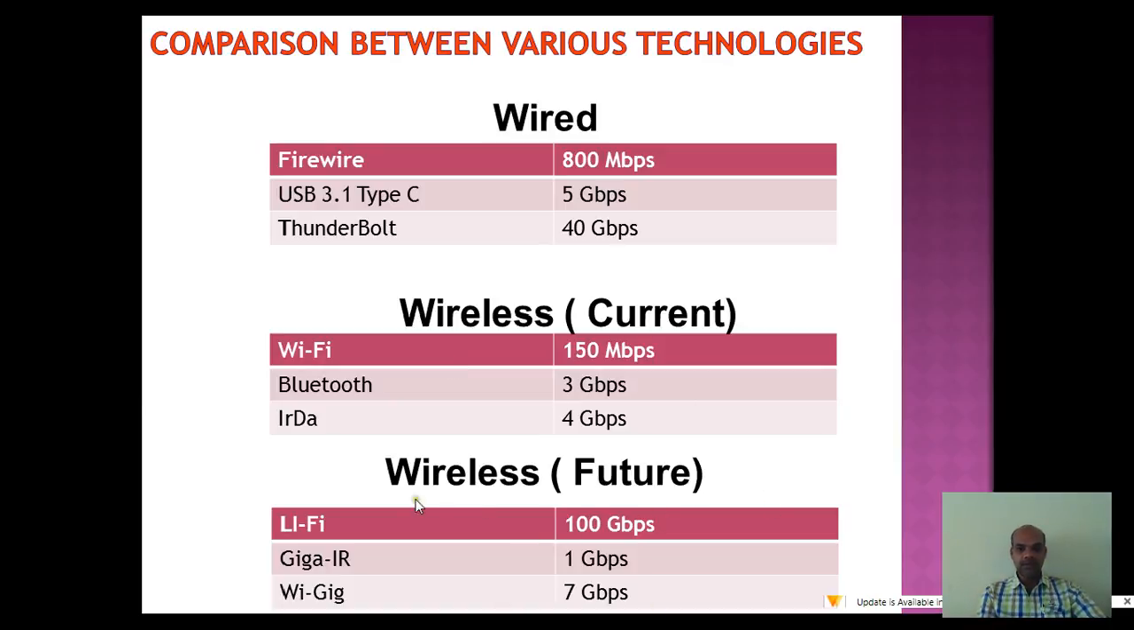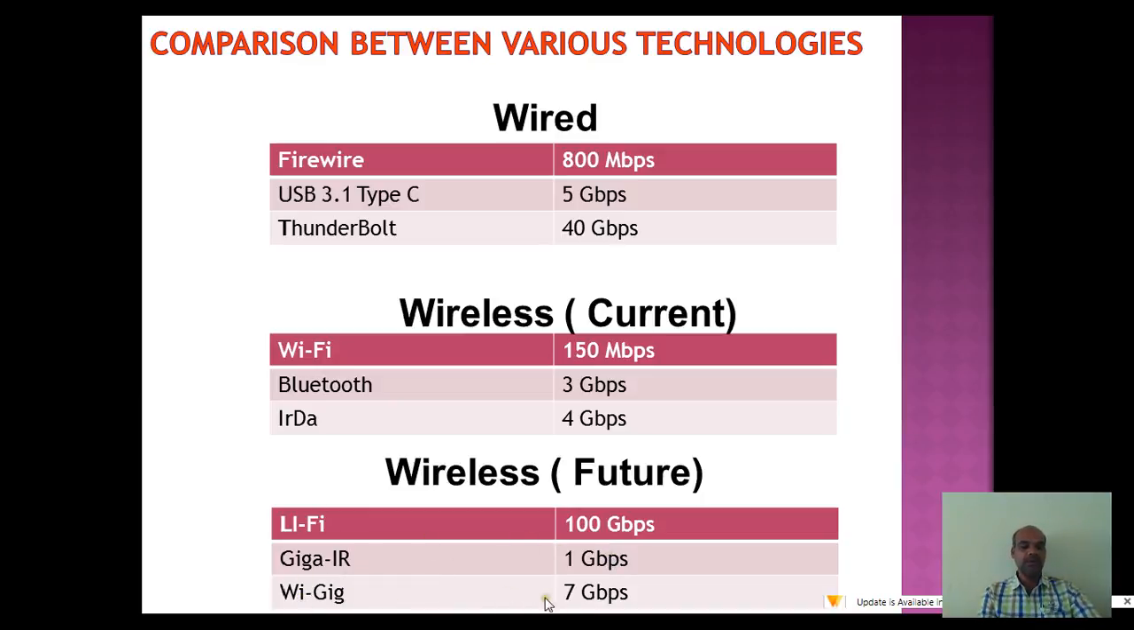And if we consider the future wireless technologies, Li-Fi can transmit up to 100 Gbps, and now they are trying to increase the speed up to 200 Gbps by doing some modulations. And Gigabit IR technology can transmit up to 1 Gbps, which was released in the year 2012, and this is also very short range, which can transmit up to 30 meters. And this needs line of sight communication. With the help of line of sight communication, this Giga IR technology will work.